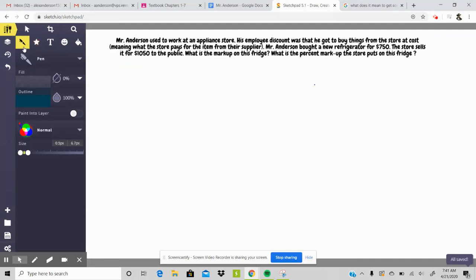All right, so yesterday we talked about discounts, and today we're going to talk about markups. In this scenario, it's semi-realistic because I actually did work at an appliance store, and the discount I got was purchasing things from the store at cost, and I'll explain what that is in the problem. So it says Mr. Anderson used to work at an appliance store, which is true. When I went to college in Bemidji, I worked at an appliance store delivering appliances.